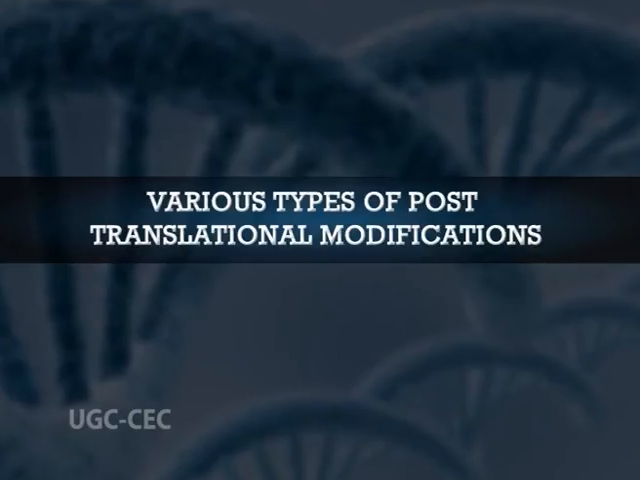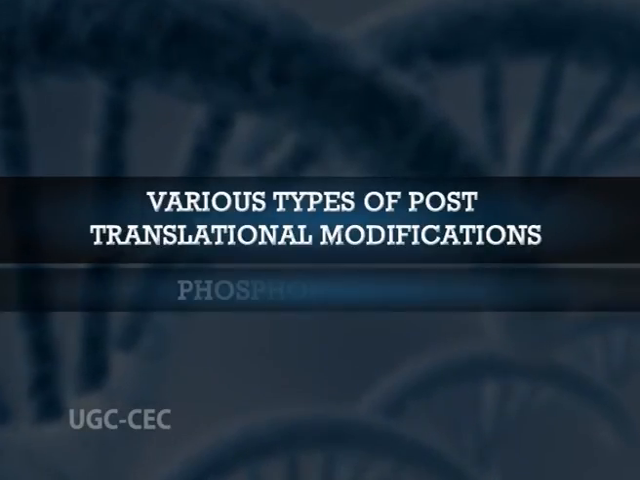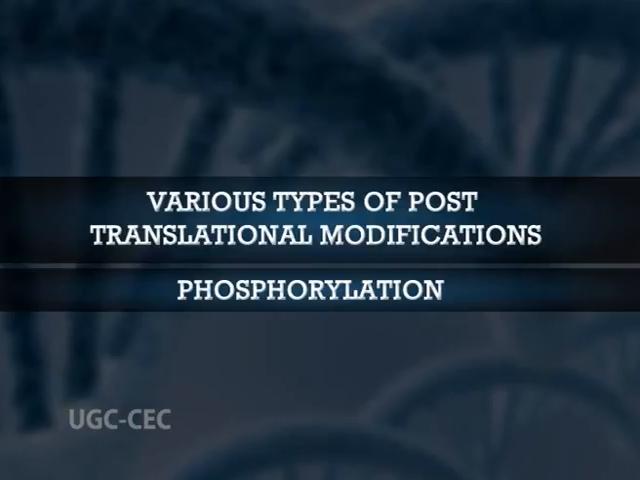The amino acids in the polypeptide can also undergo modification by addition or modification of functional groups. Some of the modifications are phosphorylation, glycosylation, lipidation, protein cleavage, formation of disulfide, etc. Post-translational modifications are important for cell signaling apart from the formation of functionally active proteins. Let us understand various types of post-translational modifications. In the first one, we'll see about phosphorylation.